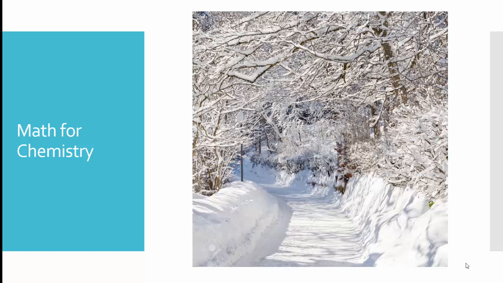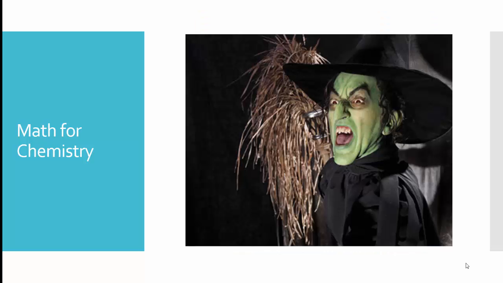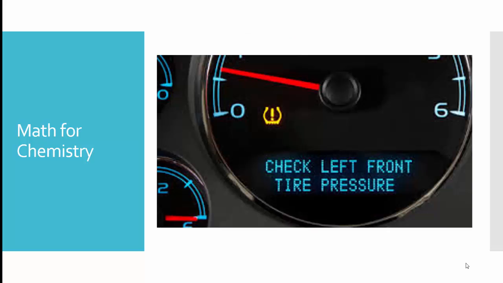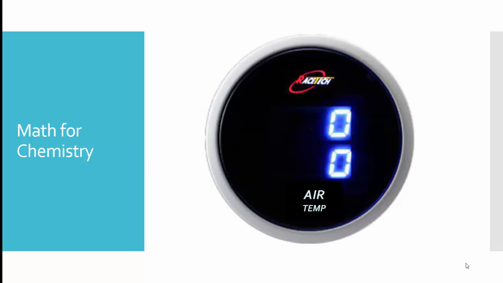So for example, it's a snowy day. Elphaba decides that she's going to skip taking the bus and she's going to drive to school. On the way to school, she looks down and she notices her tire warning light is on. She's got to check the pressure in the left front tire. She happens to look at the thermometer and sees that it's 0 degrees Fahrenheit outside. She doesn't think much of it. She goes to school. She does her usual stuff.